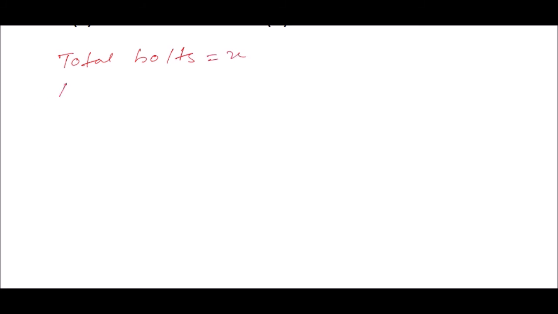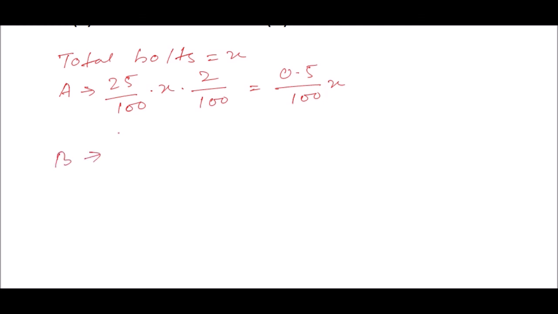Then how many bolts are produced by A? 25% of X. And out of that, how many are defective? 2% are defective. Therefore, if you multiply that, you will get 0.5 divided by 100 into X are the defective bolts produced by A. Similarly, B. How many bolts are produced by B? 75%, therefore 75% into X. And out of that, how many are defective? 4% are defective. Therefore, 3 by 100 into X are the defective.